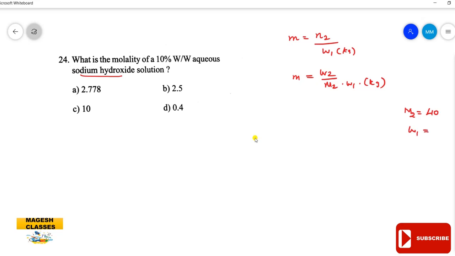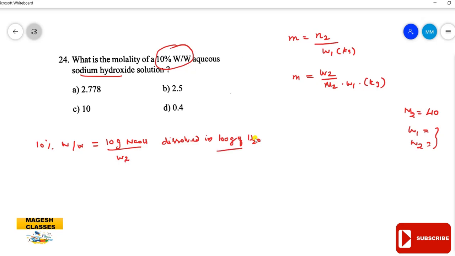And the weight of the substance is given in the form of 10% w/w. 10% w/w means 10 gram of sodium hydroxide is dissolved in 100 gram of water. So weight of the sodium hydroxide, that is W2, is 10, and weight of the water, W1, is in kg. It is 100 gram. So m is equal to, what is W2? W2 is 10, M2 is 40, and weight of the water in kg is 0.1. So this is equal to 10 divided by 40 into 0.1. This is equal to 2.5 molal. Your answer is B.